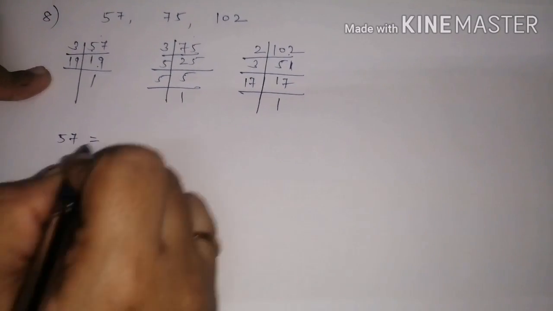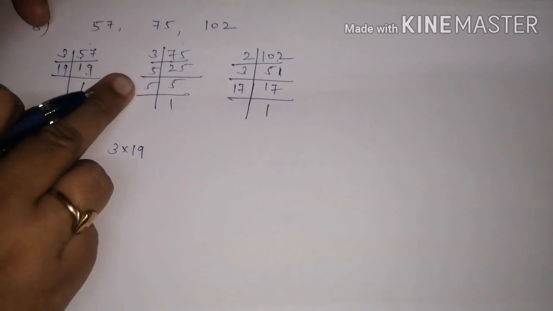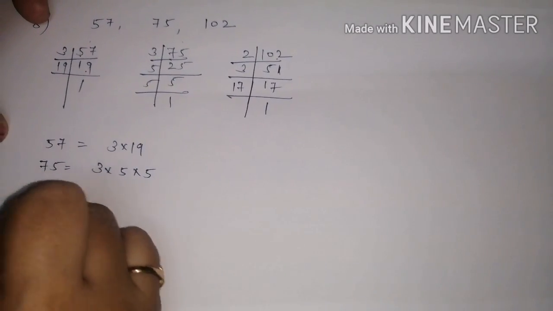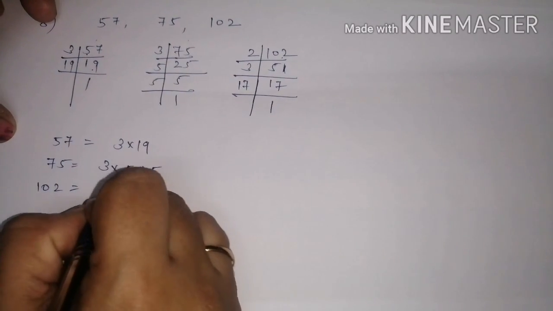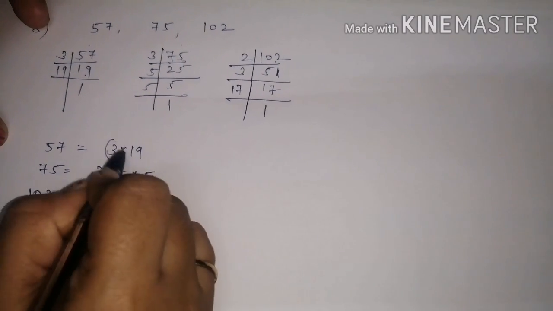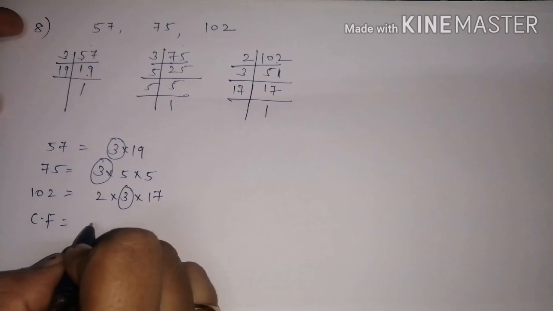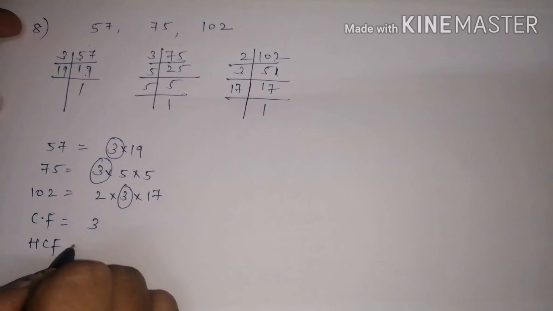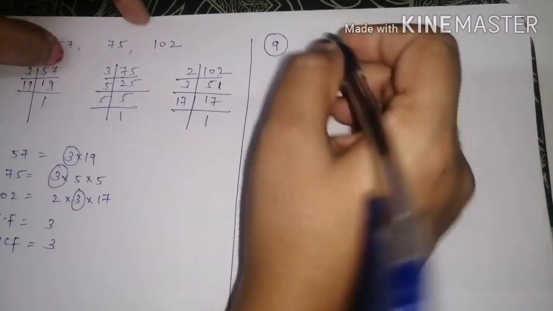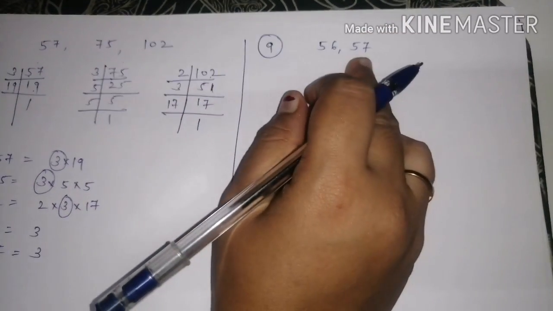57 factors we got 3 multiplied by 19. 75 factors we got 3 into 5 into 5. 102 factors we got 2 into 3 into 17. Now what is common, children? In all the 3, 3 is common, else nothing is common, so that is only your HCF, 3. Now ninth sum is your 56 and 57. These are the two numbers for which you have to find the HCF.